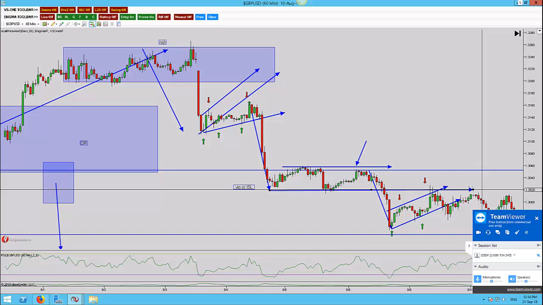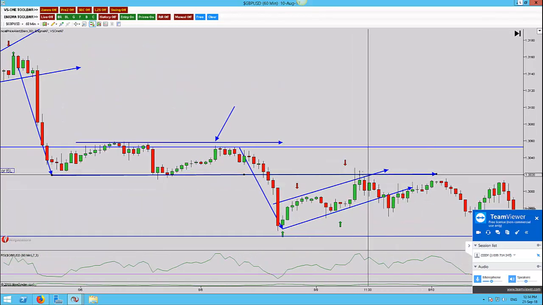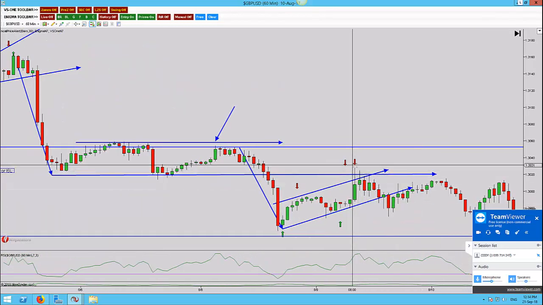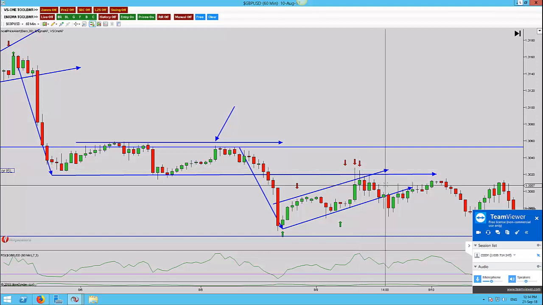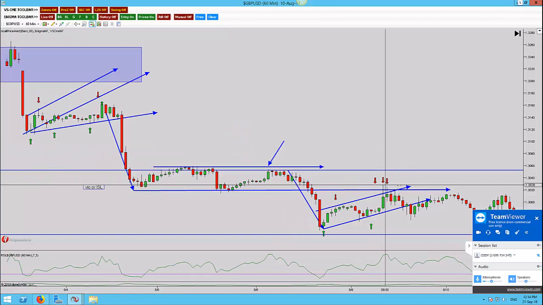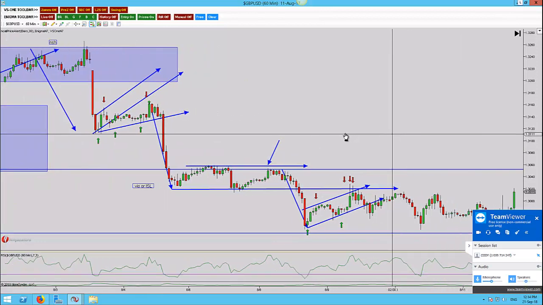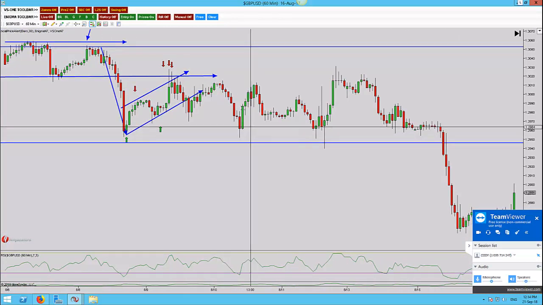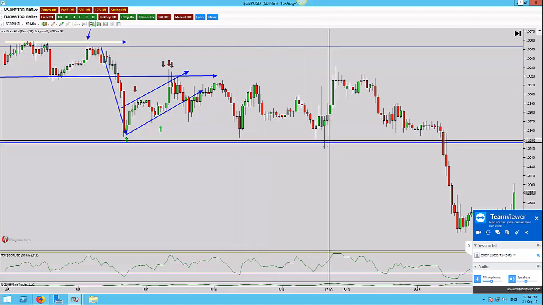And if we zoom in, I wouldn't call these tweezer tops, but you can see that we've got wicks. I would then be looking at shorting this market on a two-touch flag. Now what happened after it? We did eventually go down and hit our target down here.